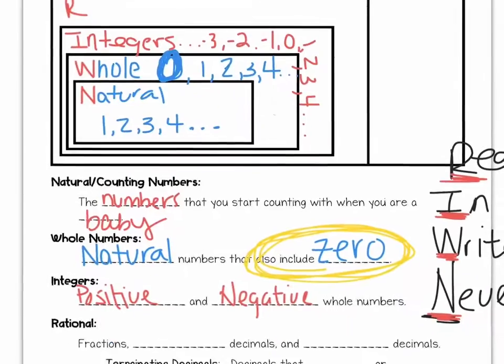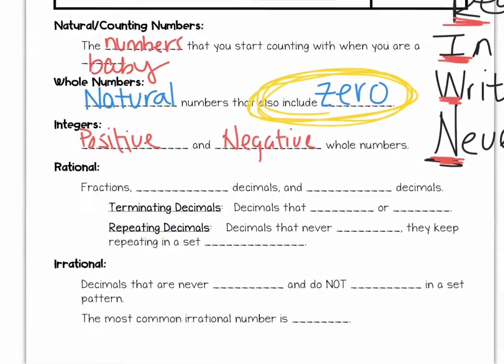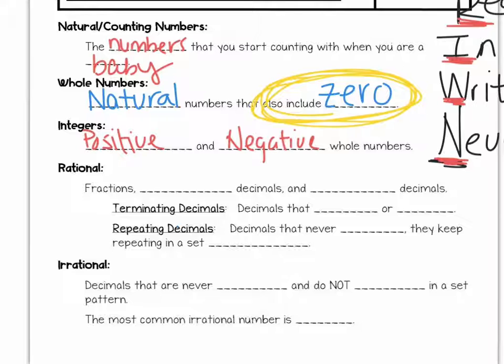So let's look at the next one. Now, this one has several pieces because we actually have a couple of vocabulary words that are not quite as common as you would think, okay? So let's look at this one. Rational numbers are fractions, blank decimals, and blank decimals. Now, if you are sneaky, you've looked right here and you already know what goes into those blanks.